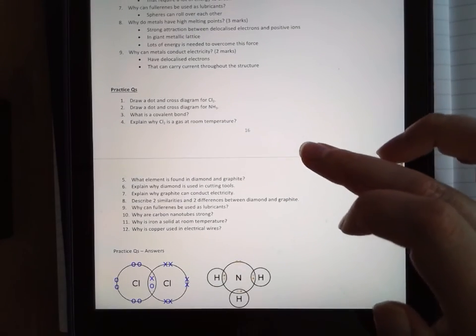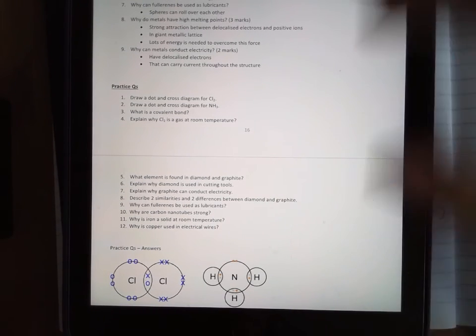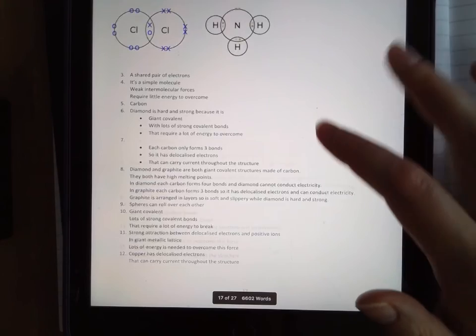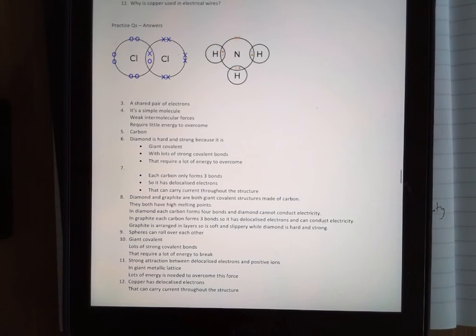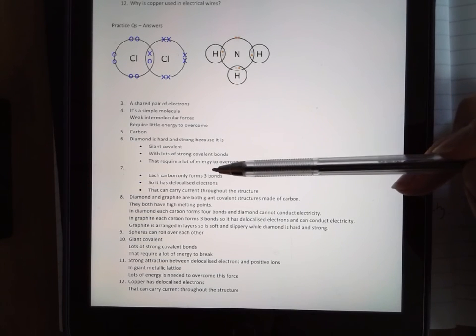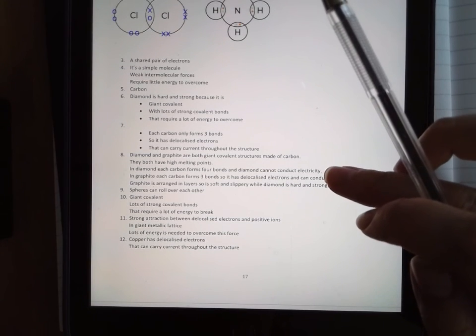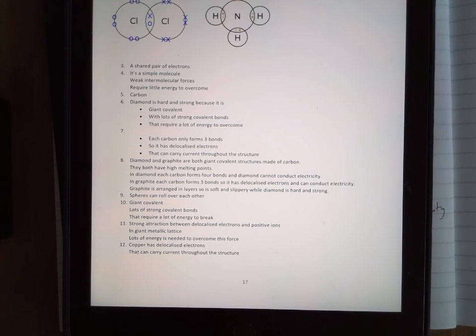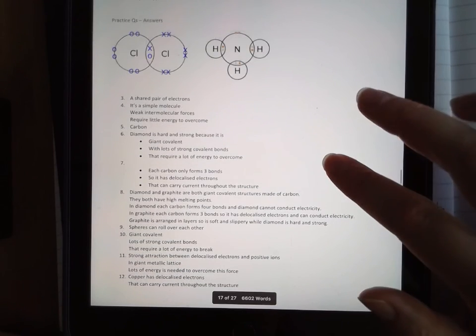So have a go, press pause, answer these 12 questions for yourself. And then when you're ready to go through the answers, when you've done your best and answered all questions, then press play again. So I have gone through all of the answers on the same page, page 17. So I've drawn the diagrams for you, the dot and cross diagrams, and I've given you all of the answers. I think most of the answers should be relatively straightforward from the information that I have given you. So when you're marking your work, make sure you check that you're using the same keywords that I am using.